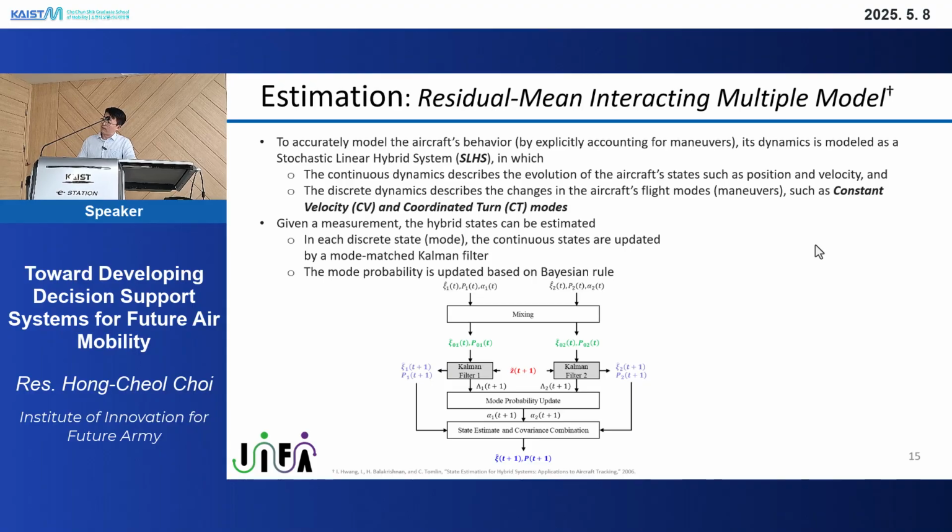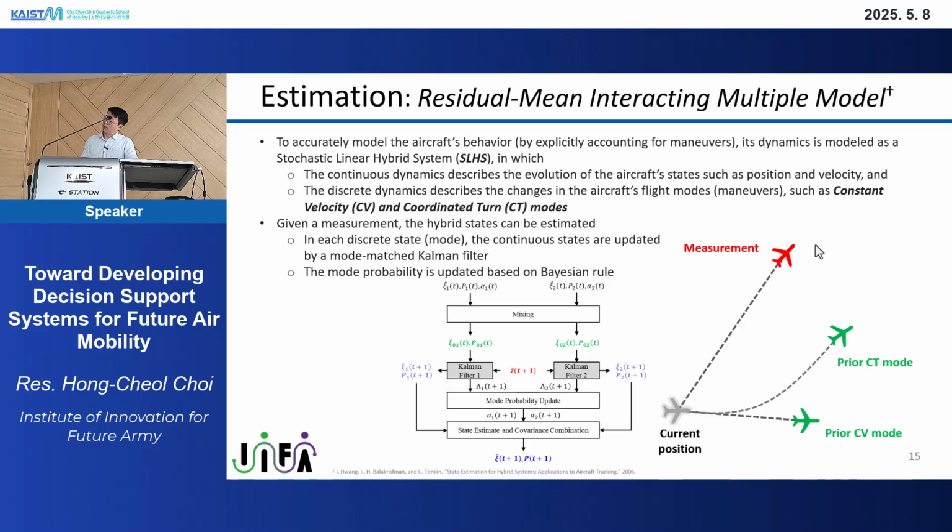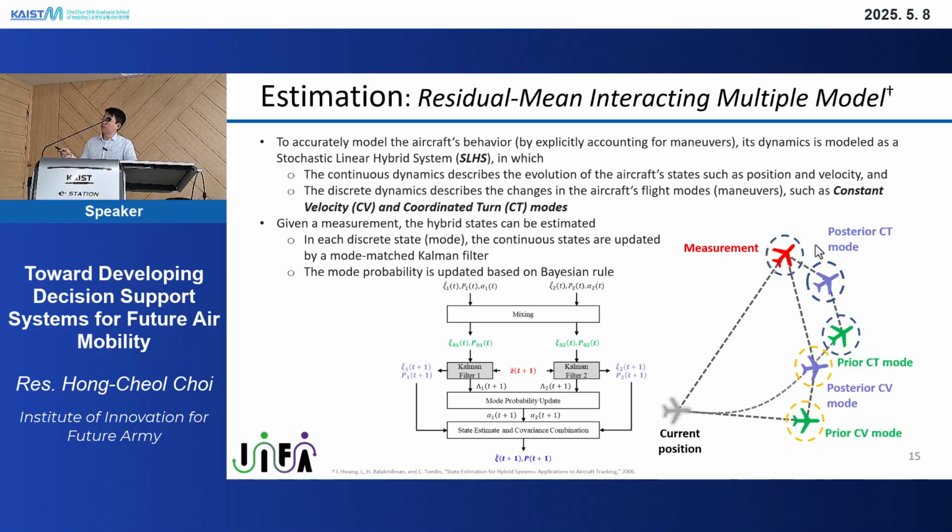And here is the general structure of the algorithm, and here is the example. So if we have the current position, then we are here. Then based on our aircraft dynamics, we can propagate to the future. Here is the measurement. So since we have two different maneuver modes, we can have two different prior estimates, and we have two different Kalman filters for each mode. And by finding the minimum mean squared error estimate between the measurement and each mode's prior estimate, we can have two different posterior estimates.